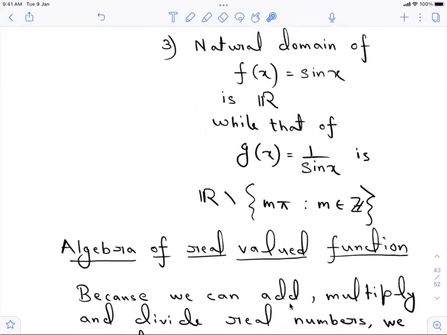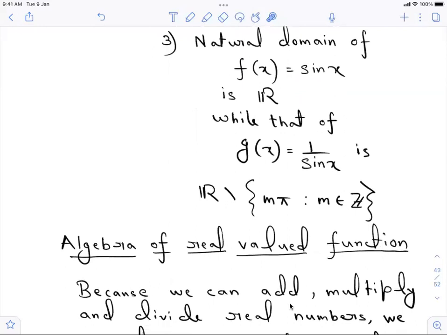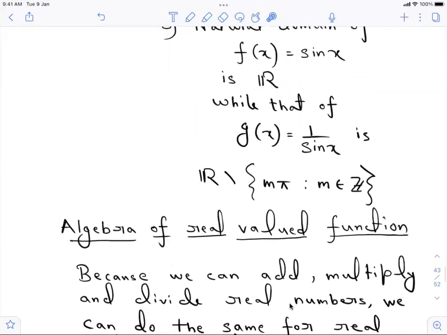Sin x, we know its natural domain is R. It's defined everywhere. On the other hand, if I look at the function which is the reciprocal of sin x, I have to be a little bit careful because here whenever the denominator vanishes, the function is not defined. So to find the natural domain of this function, I have to omit all the points at which sin x is 0. So it's going to be R minus all integral multiples of pi.